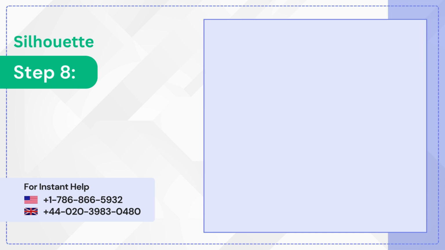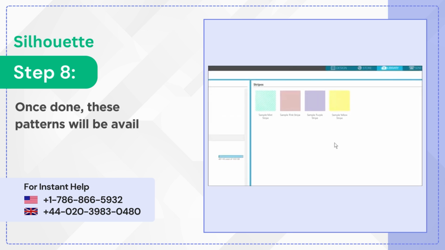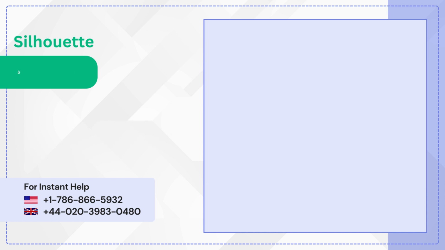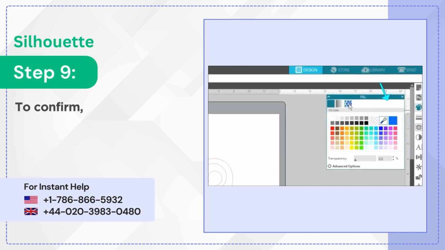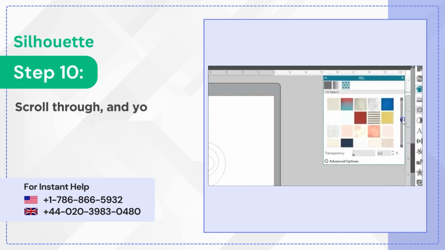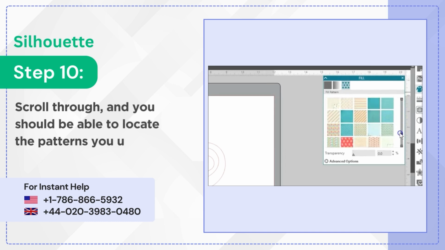Step 8. Once done, these patterns will be available in your library and in the Pattern Fill panel. Step 9. To confirm, click Open the Fill panel in the right toolbar and select the Fill Pattern tab. Step 10. Scroll through and you should be able to locate the patterns you uploaded to the library.